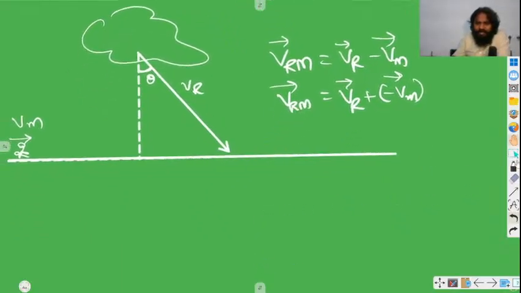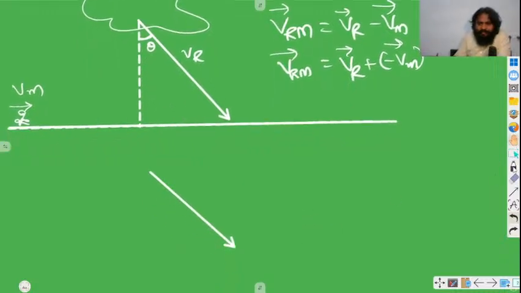How can you do here? Just imagine, let me draw the rain first, right? The rain vector is making angle theta. This is nothing but velocity of rain, and it is making angle theta with vertical. So this is vertical. With vertical it is making angle theta.